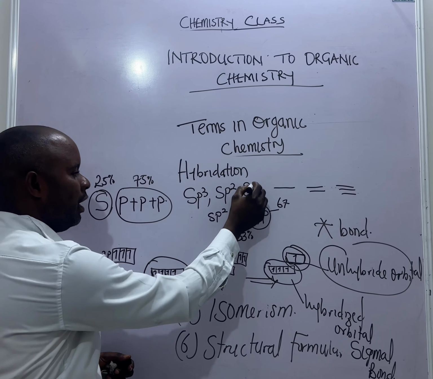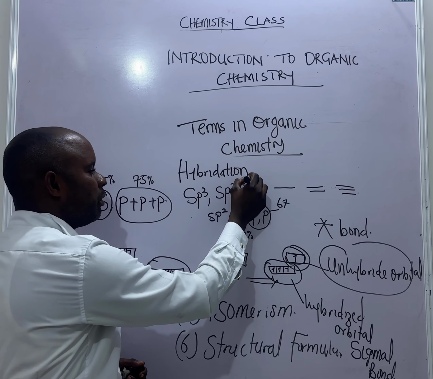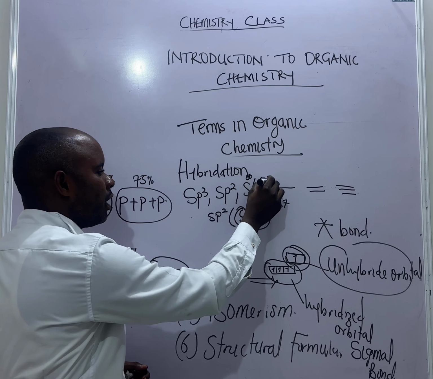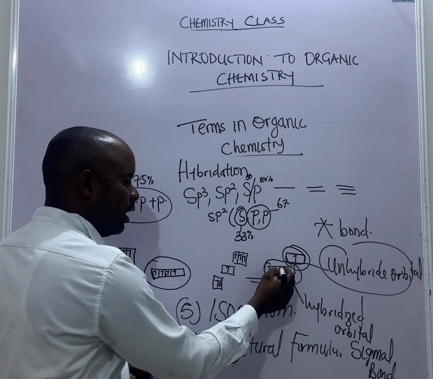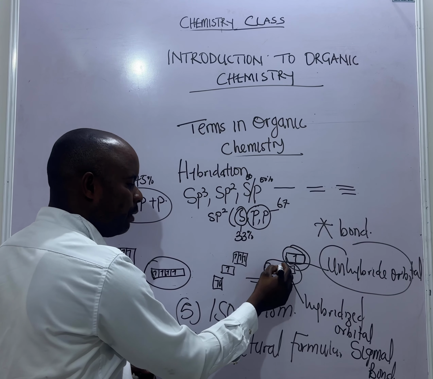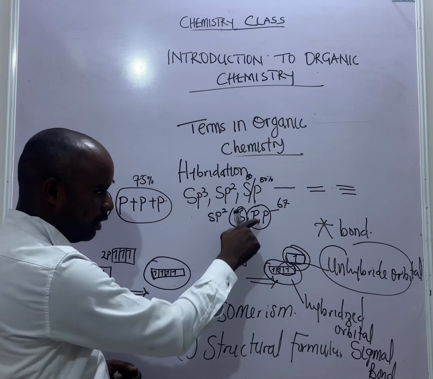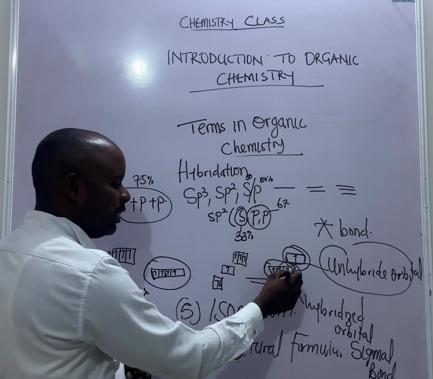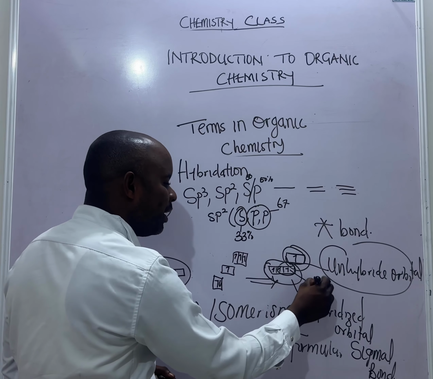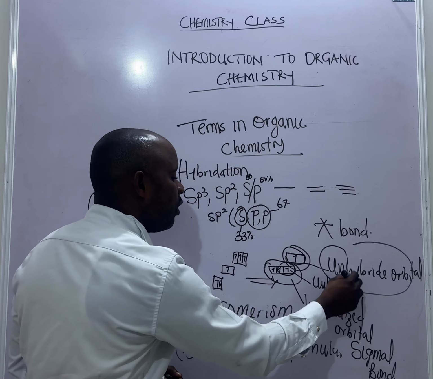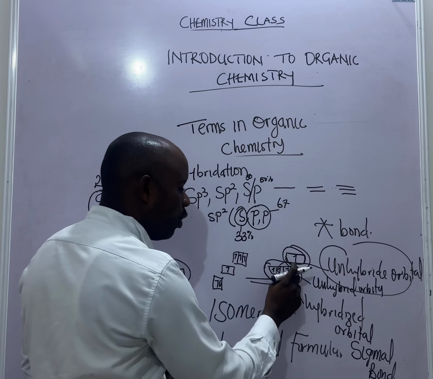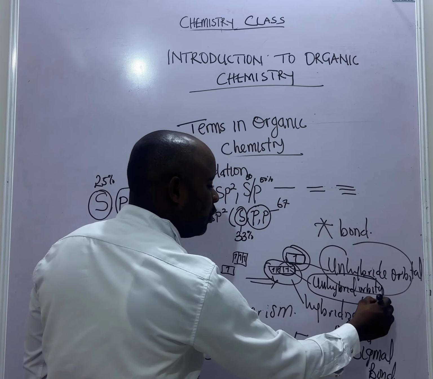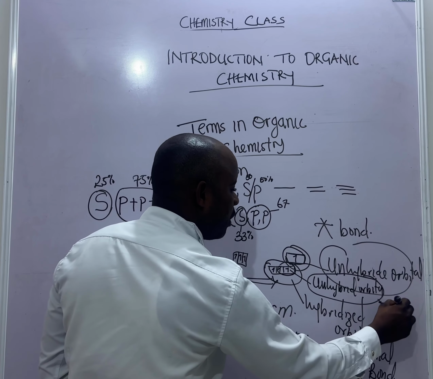So in this SP, it contributed one character, 50% character, because it's SP. So here, two of these P will not be used for bonding. In case of SP, two of these electrons will not be used for bonding. In this aspect, we are going to have two unhybridized orbitals. So most of the time we use this one for pi bond.